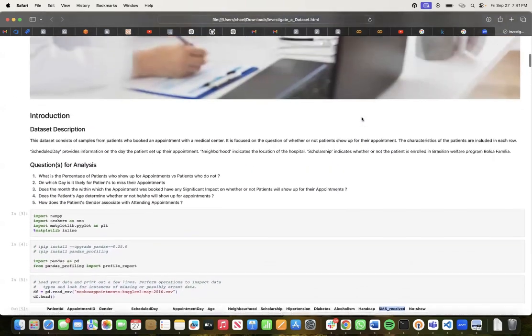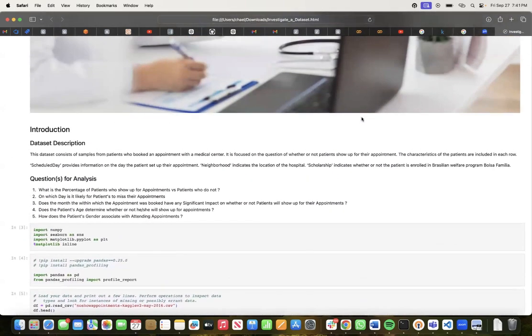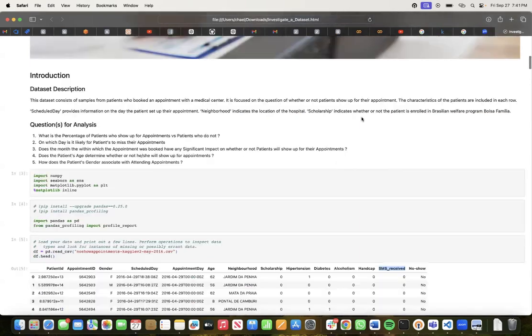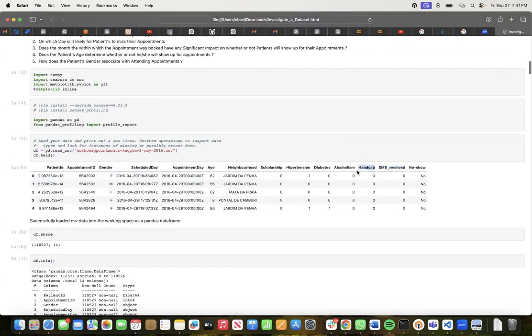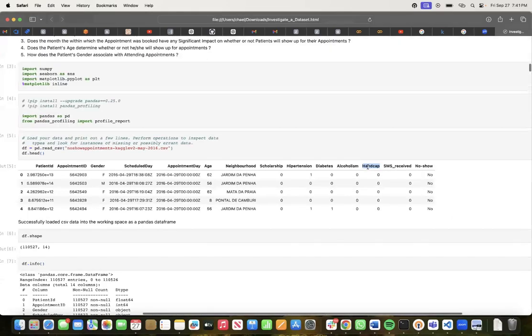Now, is the person sick to the extent that they can't help themselves? Are they handicapped? Do you think that they need help before they can come, and because they didn't get help, they didn't show up? Could that be the reason? Then we get a feature called handicap. You see the way it's coming?